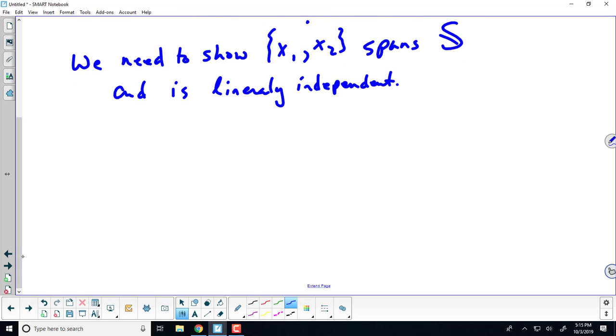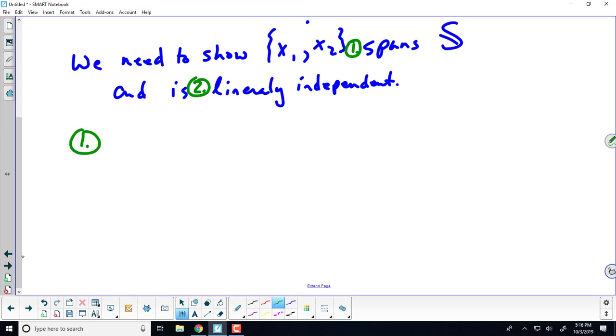So let's start off with showing that it spans. Okay? So let's number those. We call that 1, and we'll call that 2. Okay? So let's do 1. So how do we show that a set will span an entire vector space? Well, pick an arbitrary vector in there, right? And show that you can get there through some sort of linear combination.